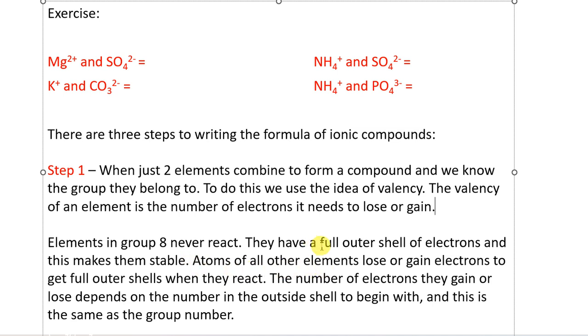Atoms of all other elements lose or gain electrons to get full outer shells when they react. And the number of electrons gained or lost depends on how many there were in the outside shell to begin with. Elements in group 2 have 2 in the outside shell, so they've got to lose them. Elements in group 7 have 7 in the outside shell, so they gain 1 to get 8 rather than lose 7.